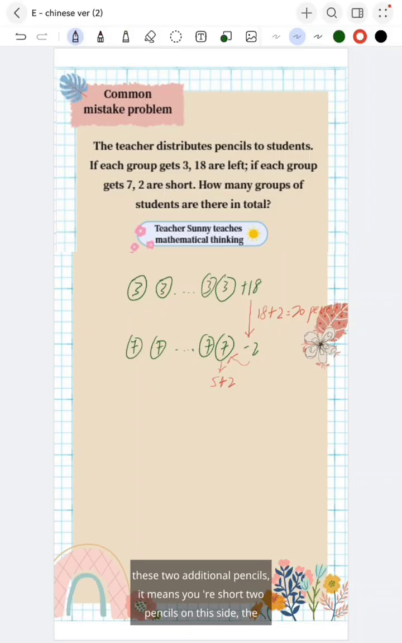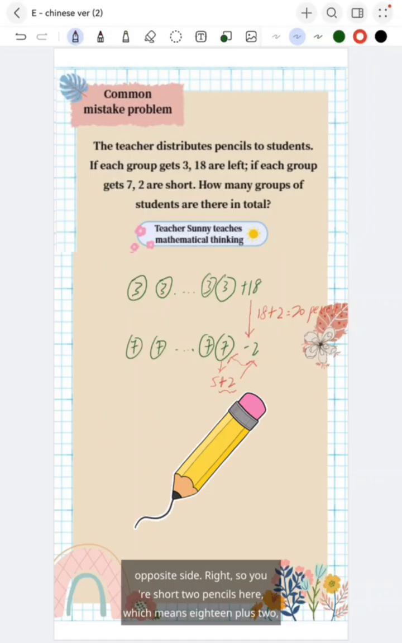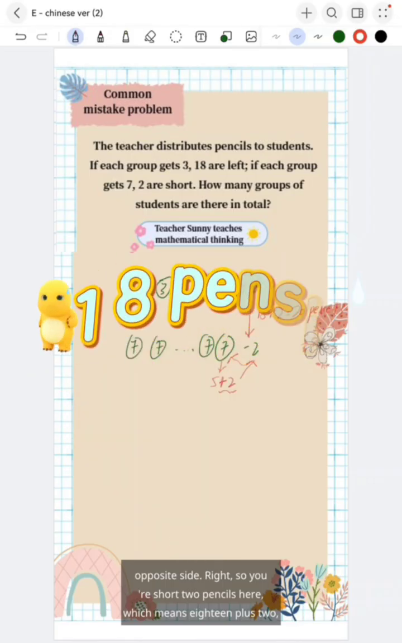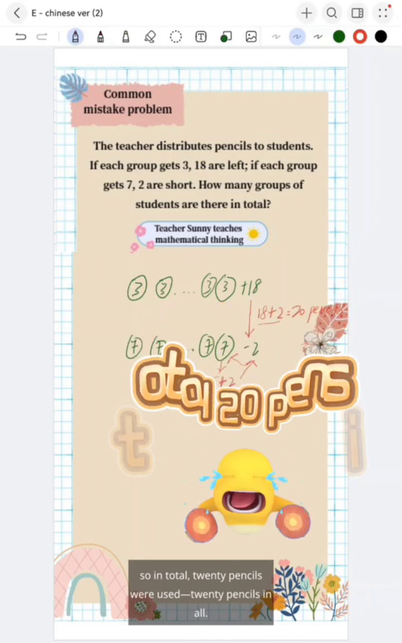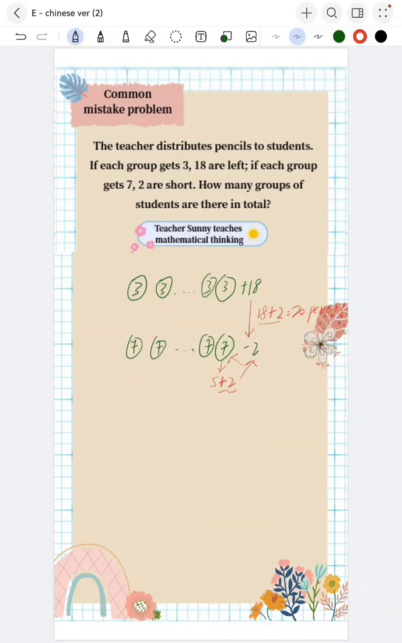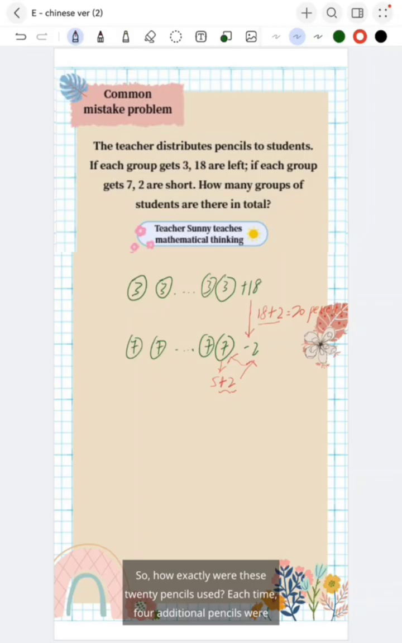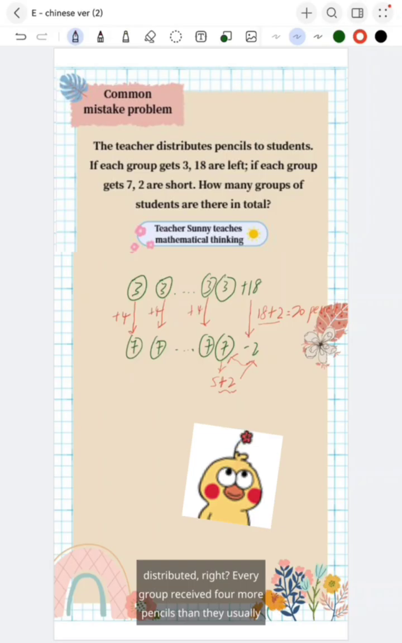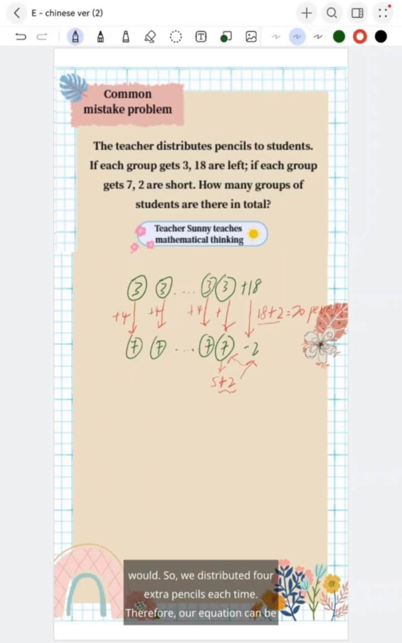Since you add these 2 additional pencils, it means you're short 2 pencils on the opposite side, right? So 18 plus 2, in total 20 pencils were used in all. So how exactly were these 20 pencils used? Each time, 4 additional pencils were distributed, right? Every group received 4 more pencils than they usually would.